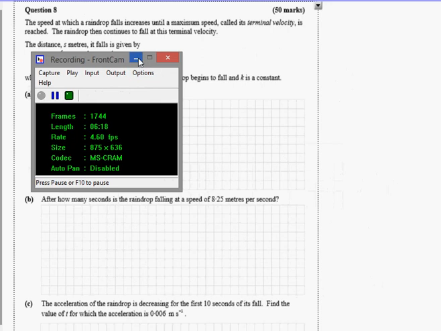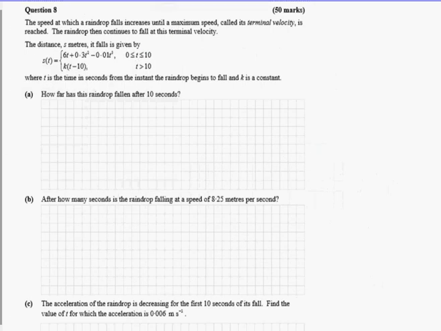Okay, now, this one here: the speed at which a raindrop falls increases until a maximum speed, called terminal velocity, is reached. The raindrop then continues to fall at this terminal velocity. So, for example, if you go skydiving, you undergo, I think it's about 10 to 15 seconds of rapid acceleration, okay?